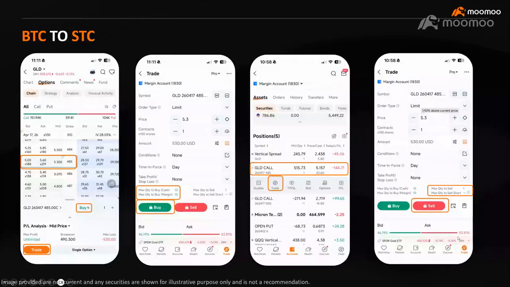Okay, so how can you actually do that? If you want to buy an option, basically you just open up your option chain. You just click one of the strike prices that you want to buy. For example, I want to buy the 485 of DGLD, and this is priced at around $5.30 at the mid price.